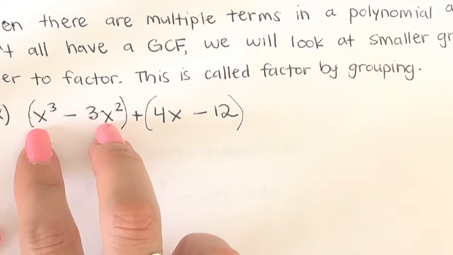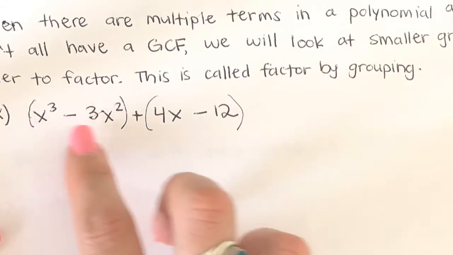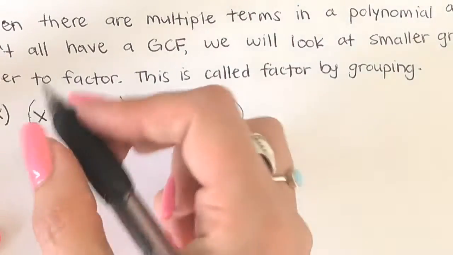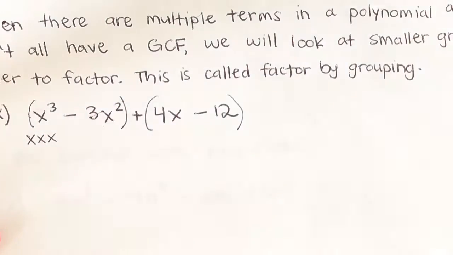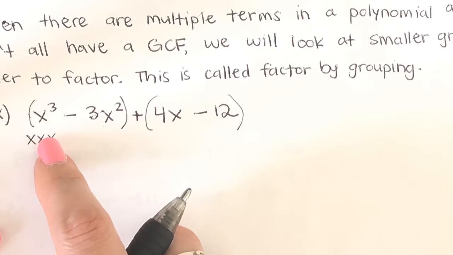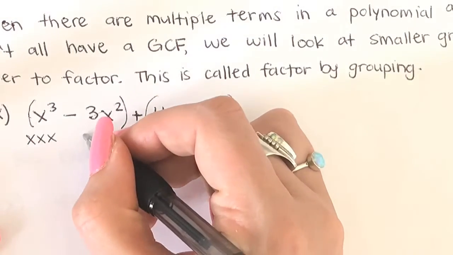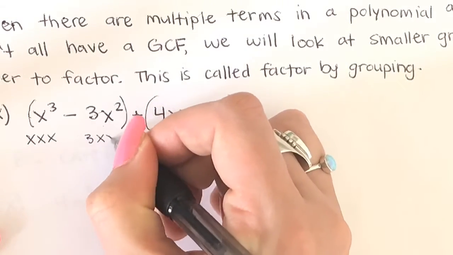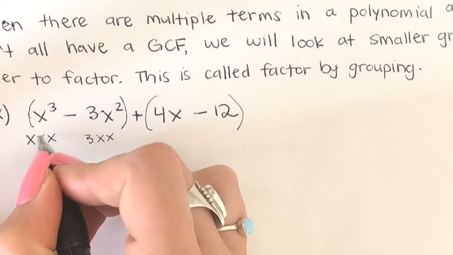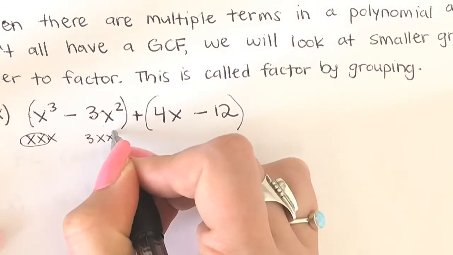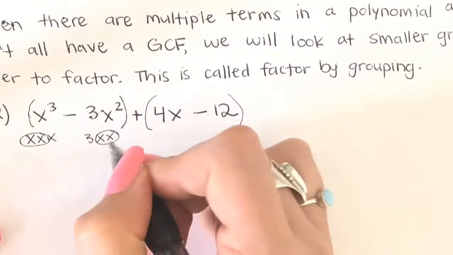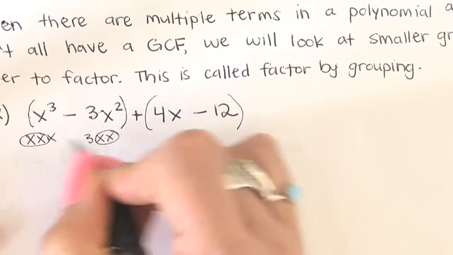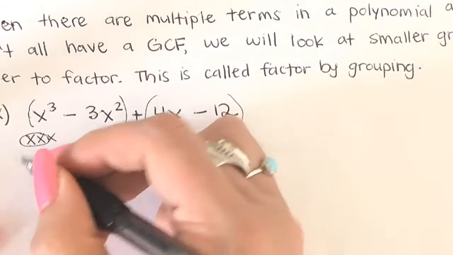So just looking at these 2, I have x cubed and then 3x squared. Again, if you want to, you can write out each part and then look and see what they share. So x cubed, I can write as x times x times x. And then 3x squared, I can write as 3 times x times x. So I can take 2 x's out of each of these terms. And if you want to skip this step, you can. But my common factor is 2 x's, or x squared.